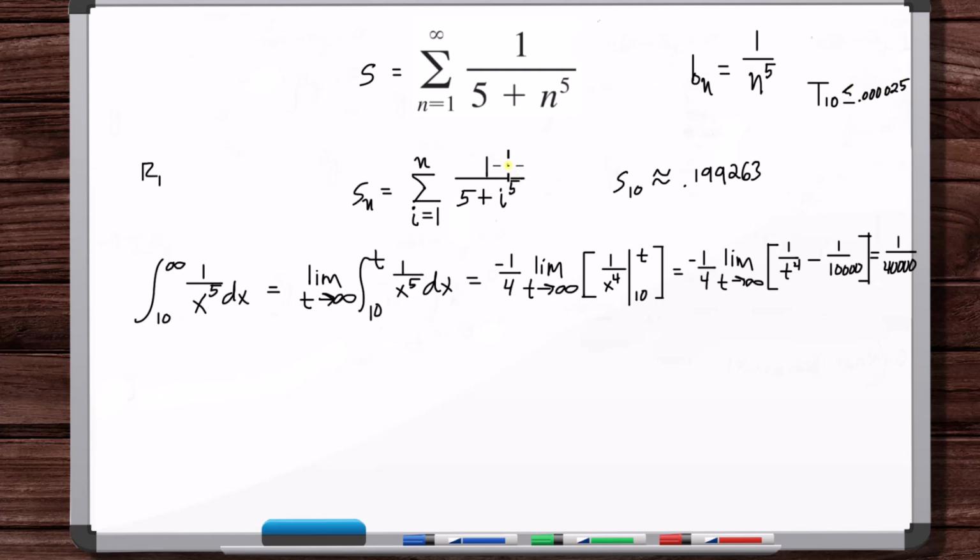Okay, now since we know that this bounds this above, then r sub 10 is less than or equal to that value. Okay, and now I was thinking that we could, if we wanted to, take this a step further.